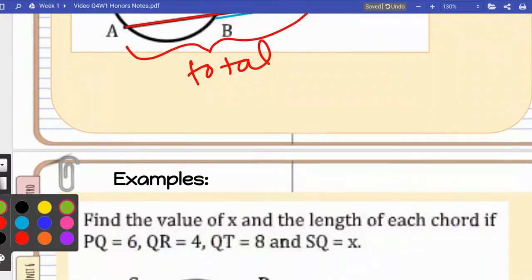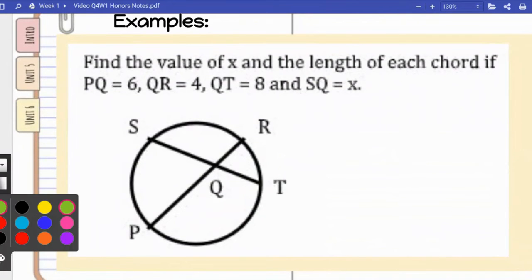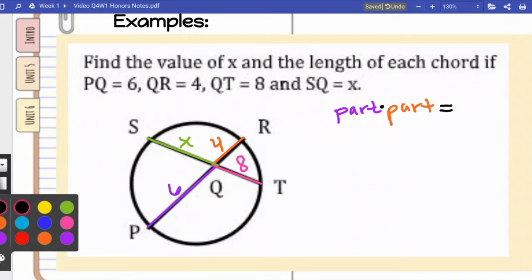So let's try some examples. Okay, first example, I've got two chords. On my picture, PQ is 6, QR is 4, QT is 8, and we're trying to find S to Q. That's my X value. Since this is the chord, the rule is I take part times part of one chord, and that's going to equal part times part on the other chord.